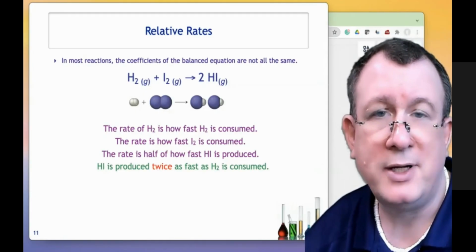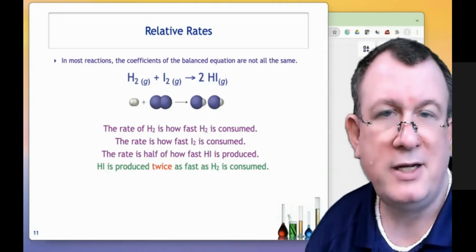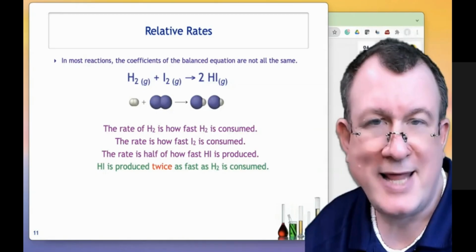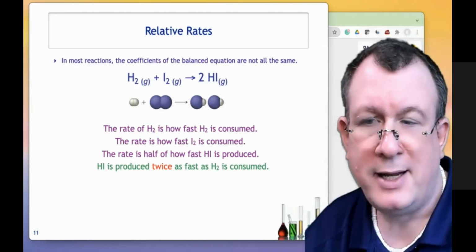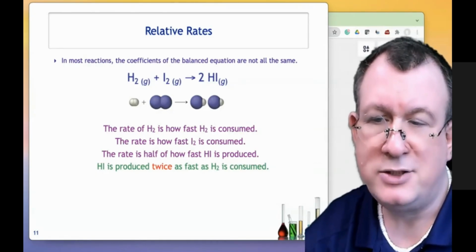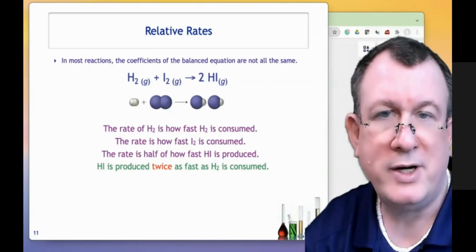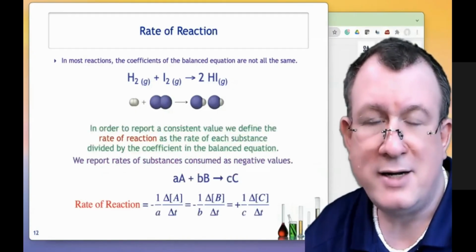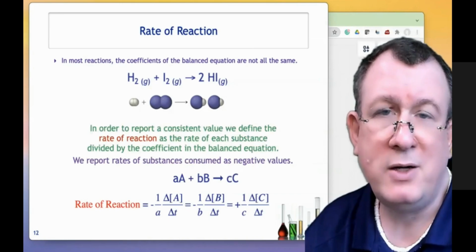You want something that steps above any of the participants and talks about the overall reaction. That's the rate of reaction. And it's not the rate of change of H or rate of change of I or rate of change of HI, although those are important. The rate of reaction is derived from any one of those.